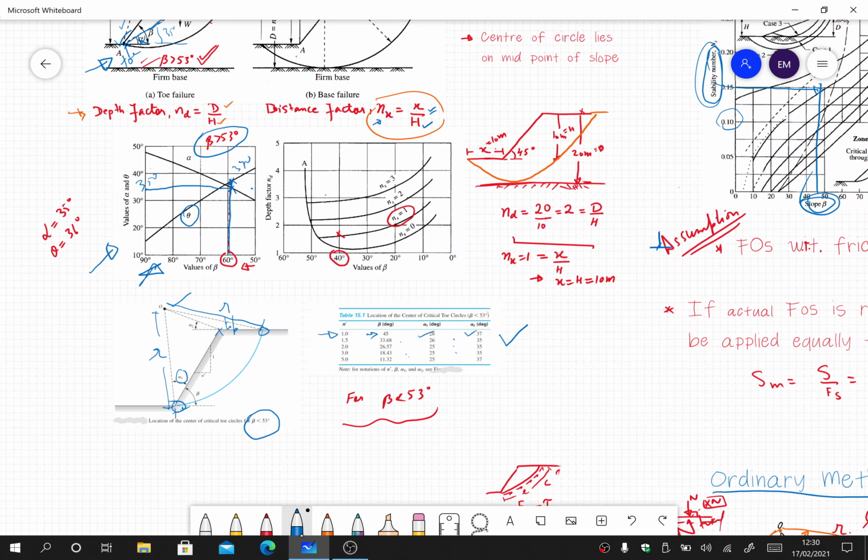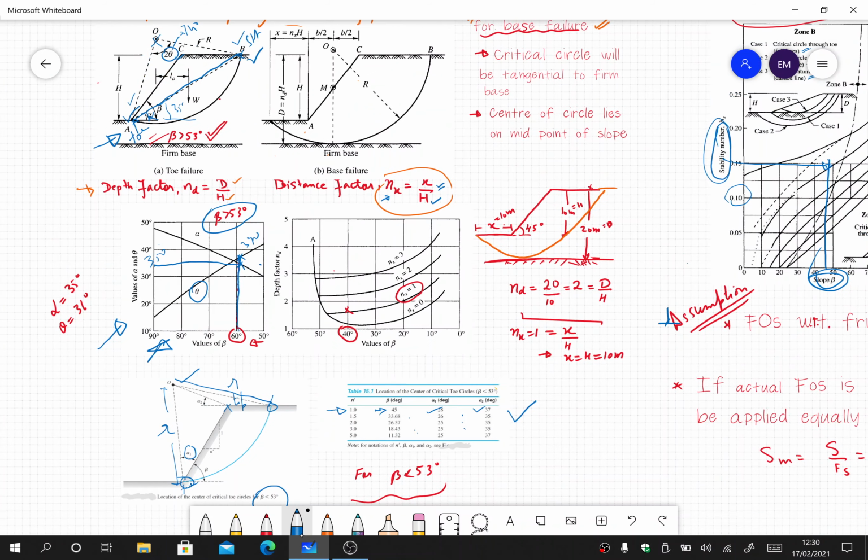In a case where we are going to have a base failure, we are going to use this chart here. There are a few assumptions while dealing with base failures. We assume that the critical circle will pass through a line at the center of the slope. If the total width of the slope is b, then a line at b by 2 from the toe and b by 2 from the top, that means at the center of the slope, the circle will always be located anywhere on this line.